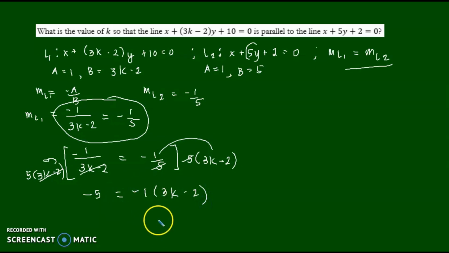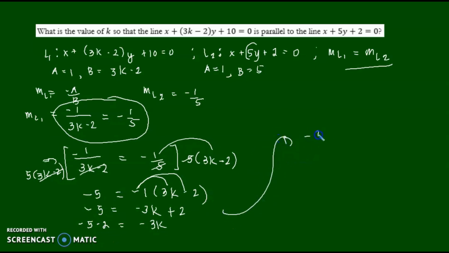And then, simplify further by using the distributive property. Multiply negative 1 to 3k minus 2. So negative 5 is equal to the product of negative 1 and 3k, which is negative 3k, and negative 1 times negative 2, which is positive 2. Then, adding negative 2 on both sides of the equation, negative 5 minus 2, which is negative 7, equals negative 3k.